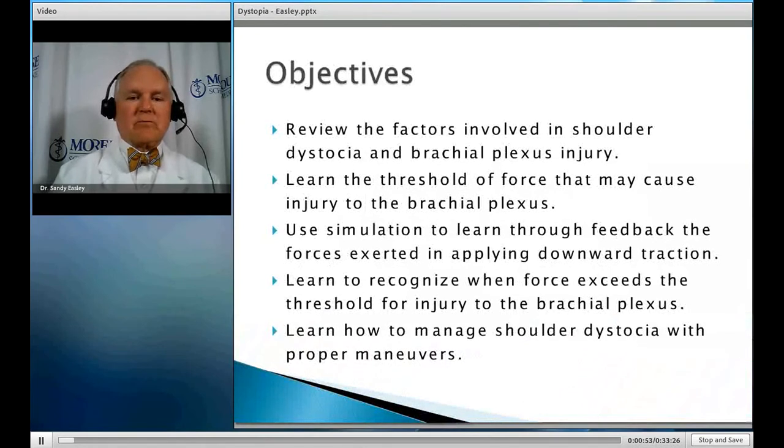The objectives for this presentation are to review the nature of and risk factors for shoulder dystocia and brachial plexus injury, to learn whether shoulder dystocia and brachial plexus injury are preventable, to learn the threshold of force that may cause injury to the brachial plexus, to use simulation to learn through feedback the forces exerted in applying traction, to learn to recognize when force exceeds the threshold for injury to the brachial plexus, and to review how to manage shoulder dystocia with the performance of the proper maneuvers.